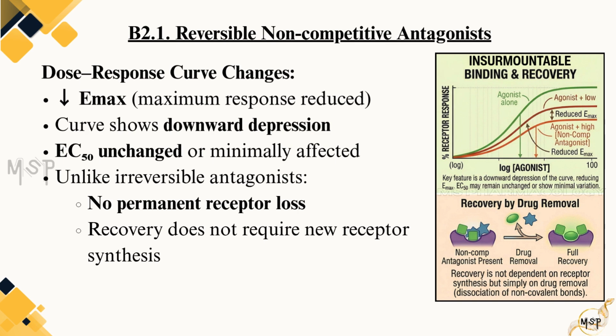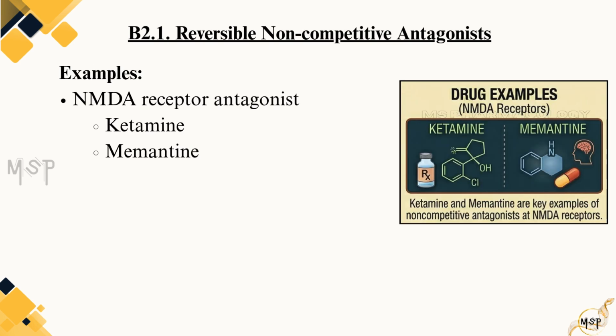Once the antagonist is removed, normal receptor activity can recover. Classic examples of this type of antagonism include drugs like ketamine and memantine, which act on NMDA receptors. They bind allosterically and reversibly, reducing receptor activity without directly blocking the agonist binding site.